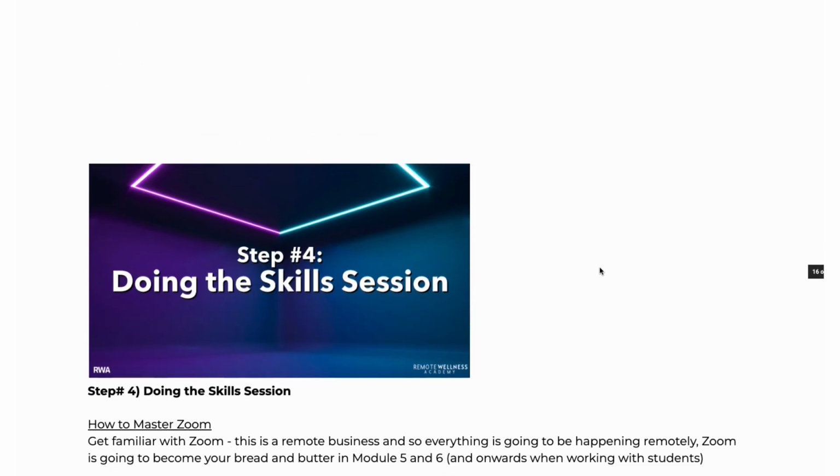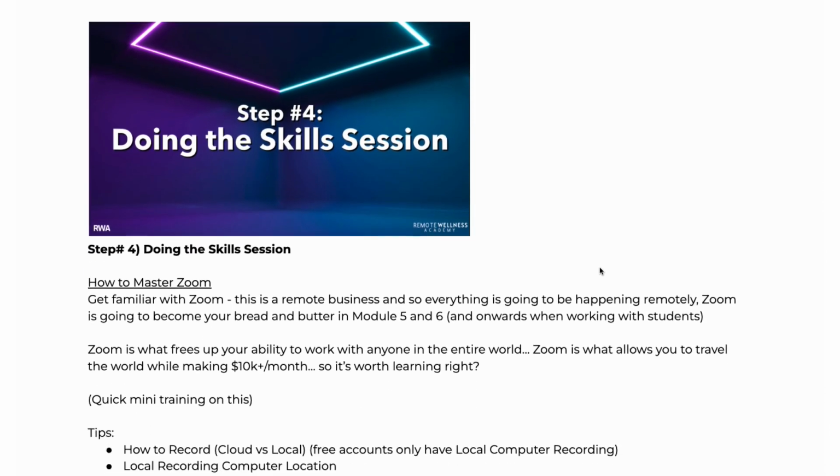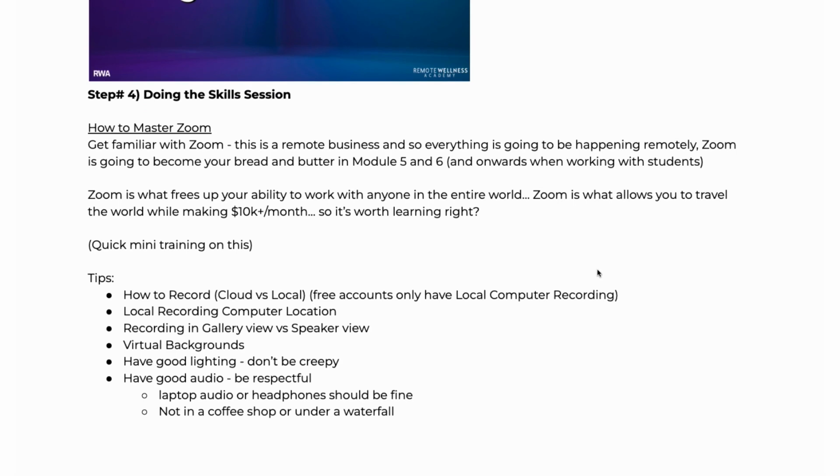So, 7 steps for completing the skills session. We've talked about 1, 2, and now we just finished talking about the DM conversation and scheduling. Now we're going to talk about actually doing the skills session, step number 4, okay? Inside of step number 4, we're going to talk specifically about Zoom and how to master Zoom, right?